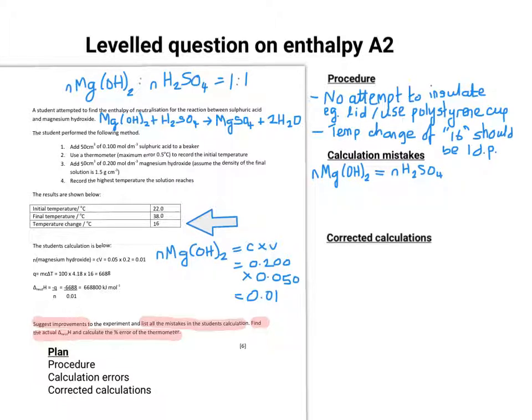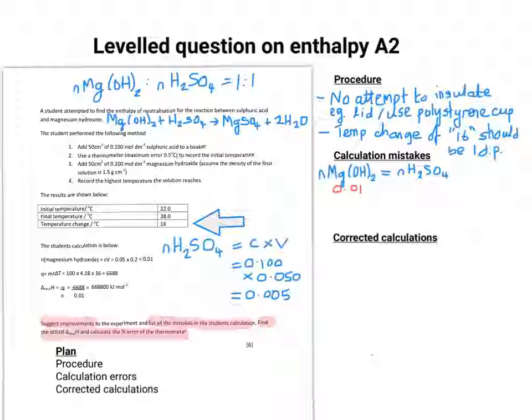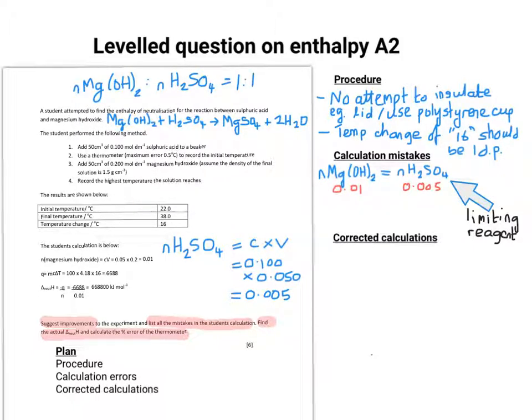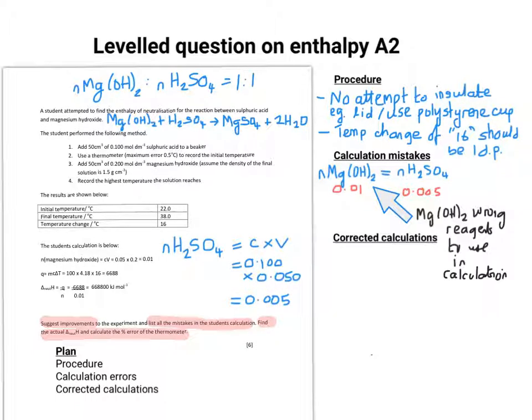Now we need to check that that's actually the case using the amounts that were given. So we've already calculated that magnesium hydroxide is 0.01 moles. Now if we calculate it, we can see that the number of moles of sulfuric acid doesn't actually match the number of moles of magnesium hydroxide. So that means that the sulfuric acid is a limiting reagent and therefore will control how far the reaction goes. So that means that the magnesium hydroxide is the wrong reagent to use in their calculation. You must use the limiting reagent to decide how much energy is released.